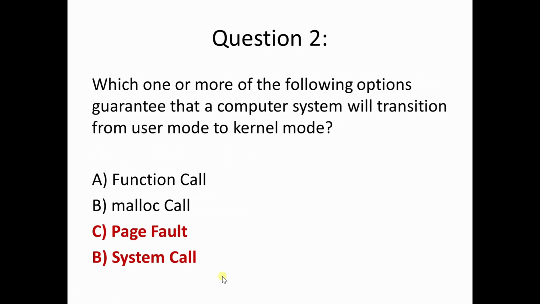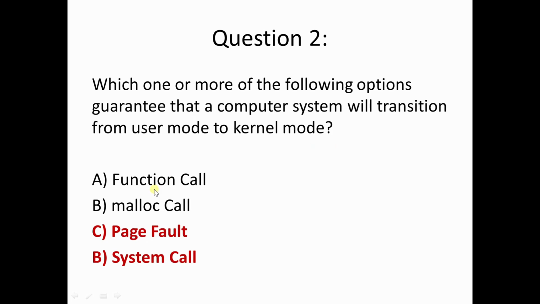In my previous videos also you will see nearly 2 to 3 questions with the same concept but asked differently. So please be clear about this concept. We can easily obtain marks in this concept. So the question asked here is, which of these: function call, MLA call, page fault or system call, which of these 4 will enable the computer system to transit from user mode to kernel mode?